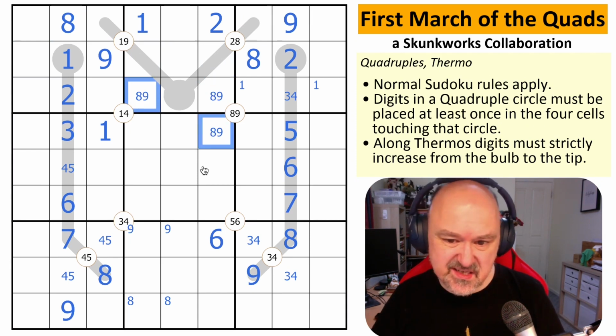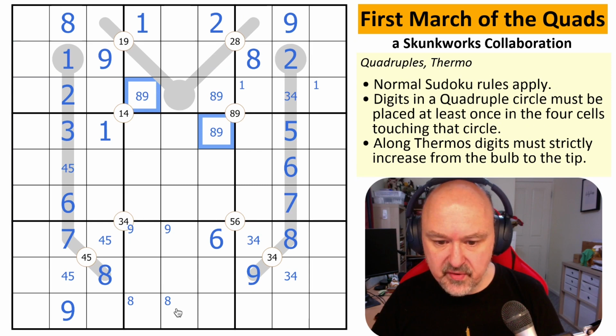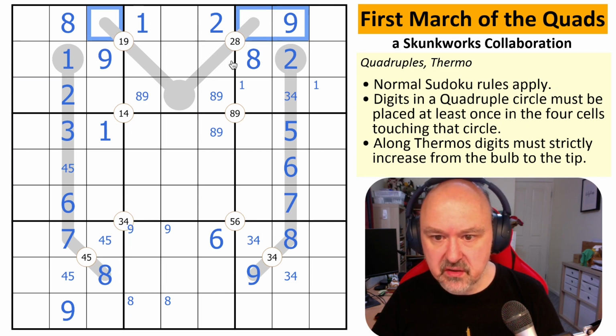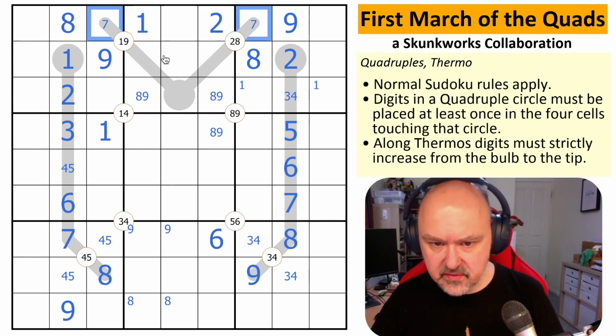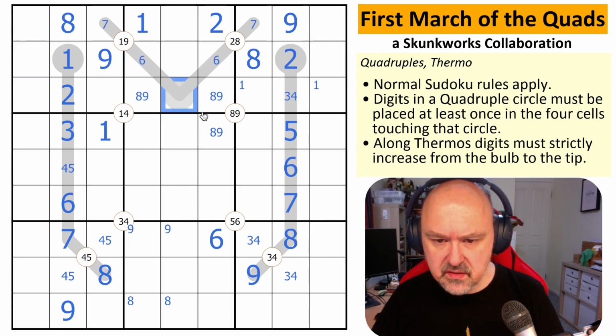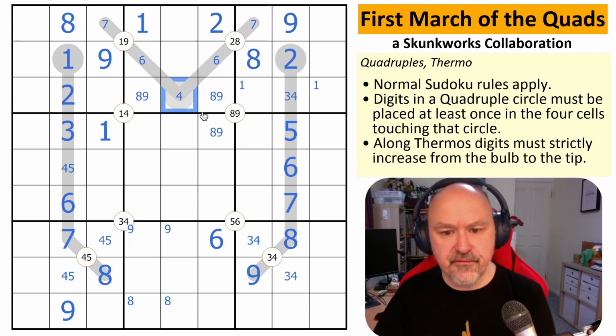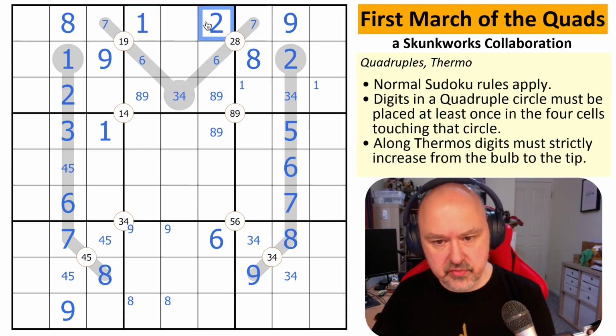That is that, which means it's down here, but I've got the 8s and 9 possibilities. But this thermo now is under incredible pressure. I've got the 2-8 and I've got the 1-9. So what can this be? So this has a maximum of 7. So these have a maximum of 6. So this actually has a maximum of 4. This can only be 3 or 4. It can't be 1 or 2.